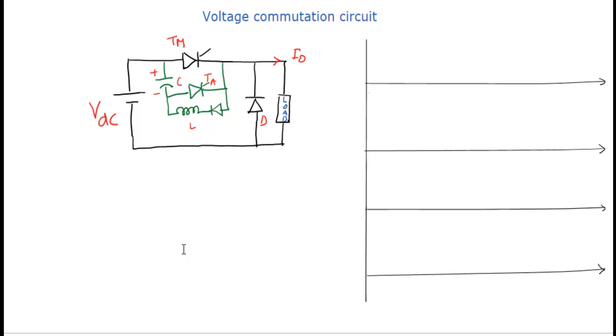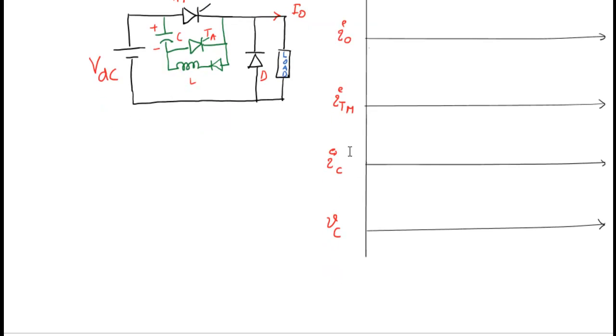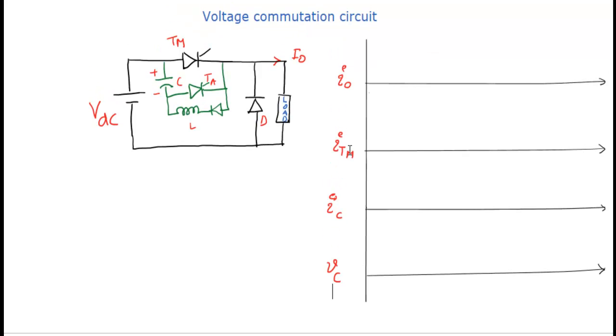Here we are going to discuss 4 waveforms. One is the current flowing through the load I0, then the current flowing through the main thyristor, then the current flowing through the capacitor, that means the tank circuit current, and then the voltage across the capacitor. We need to draw all these things. To draw these waveforms, we need to remember the operation of the circuit, as we discussed previously.